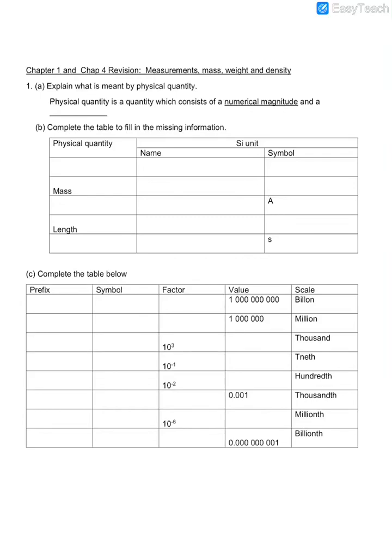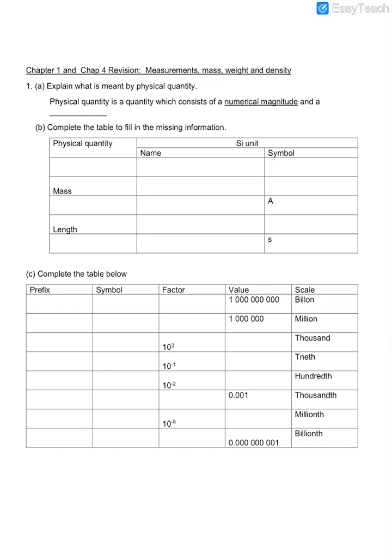Chapter 1 revision, okay, for your WA. So it's not very difficult. A lot of things you just have to memorize. So what is a physical quantity? The very first blank: it is a quantity that consists of a numerical magnitude and a direction. You keep on direction lah.